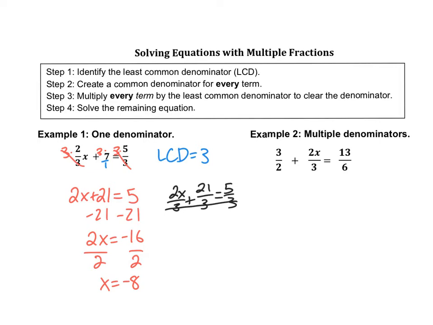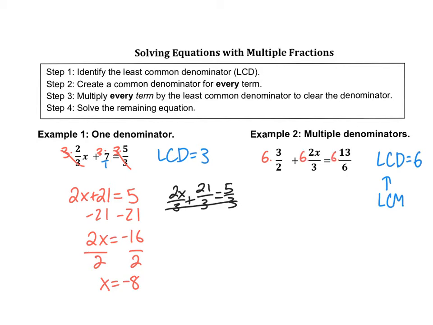The first step is to identify the least common denominator. You might also think of this as the least common multiple of the denominators. My denominators are 2, 3, and 6, so their least common multiple is 6. That's divisible by 2, 3, and 6. So I'm going to multiply every single term by 6. I make sure not to miss any terms along the way.